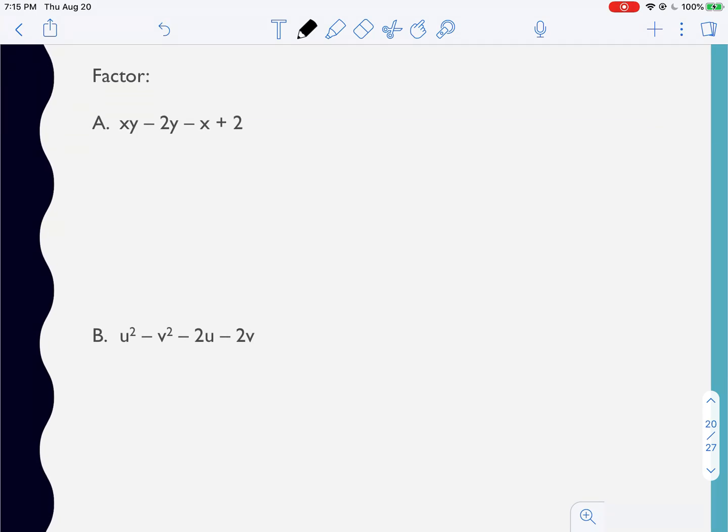All right, so these are two factoring by grouping problems. I'm going to let you guys try these, and you can check the finish notes to see if you did them correctly.